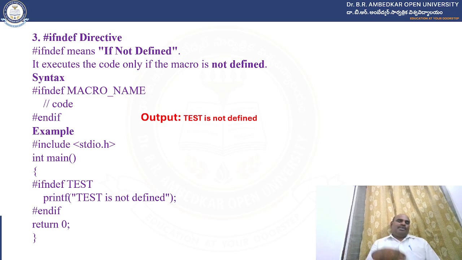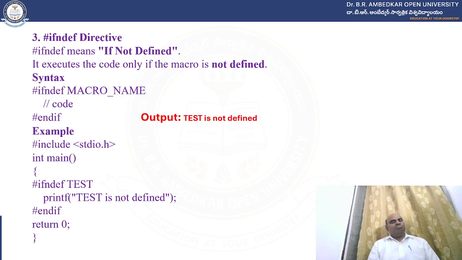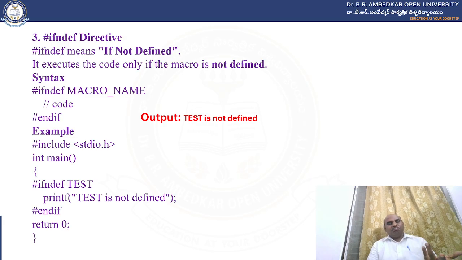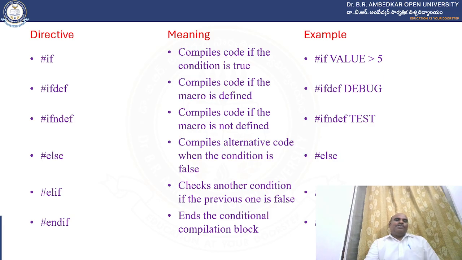What is the example here? Here, I include stdio.h. We define TEST. #ifndef TEST, print "test is not defined", and #endif, return 0. So here, TEST is not defined in this program. We did not use the define directive. TEST is not there here, that's why it is not defined, and that's why the output "test is not defined" is displayed. This is the third one. So like this we can learn one by one.